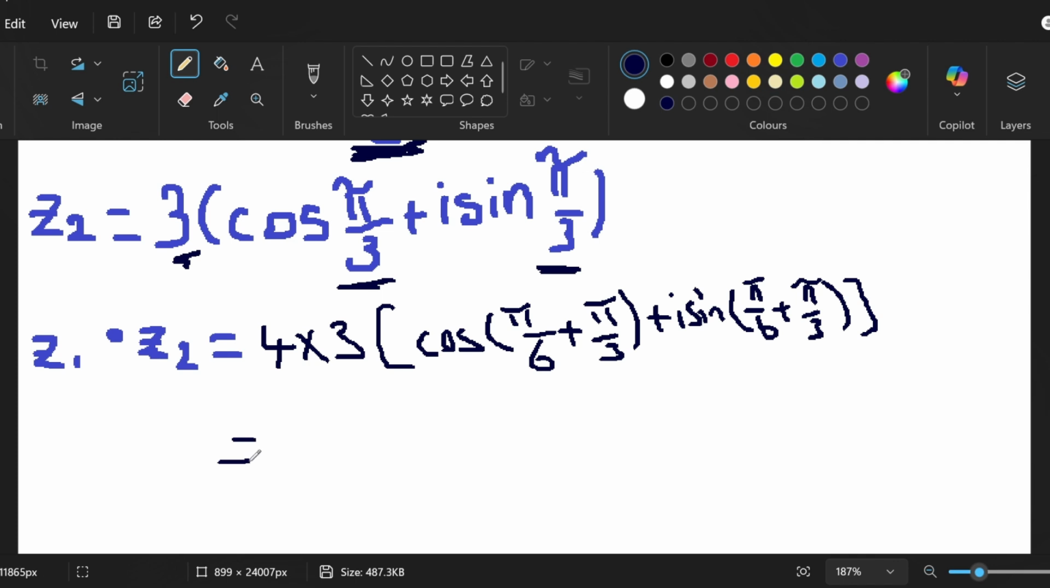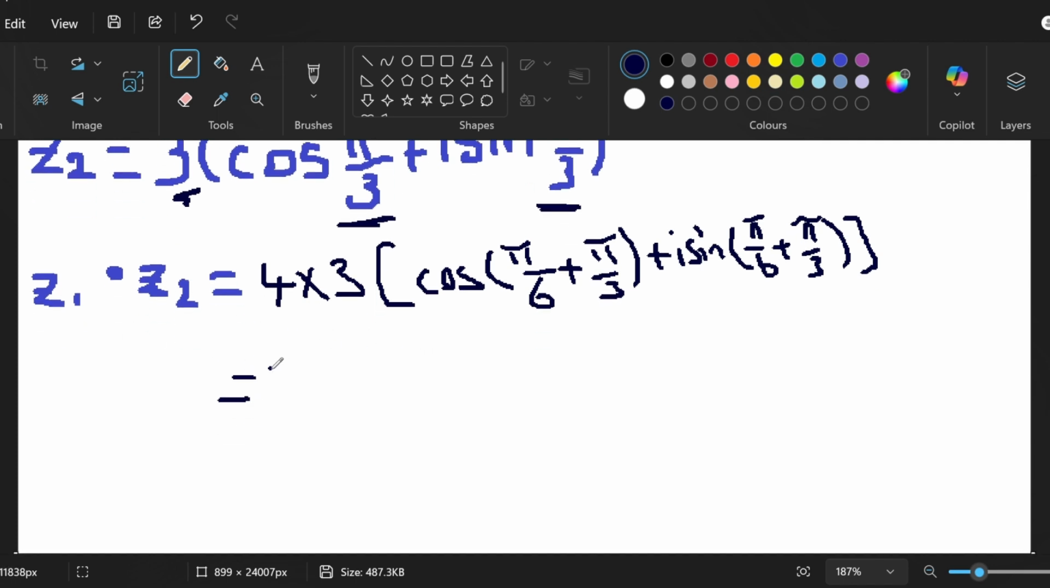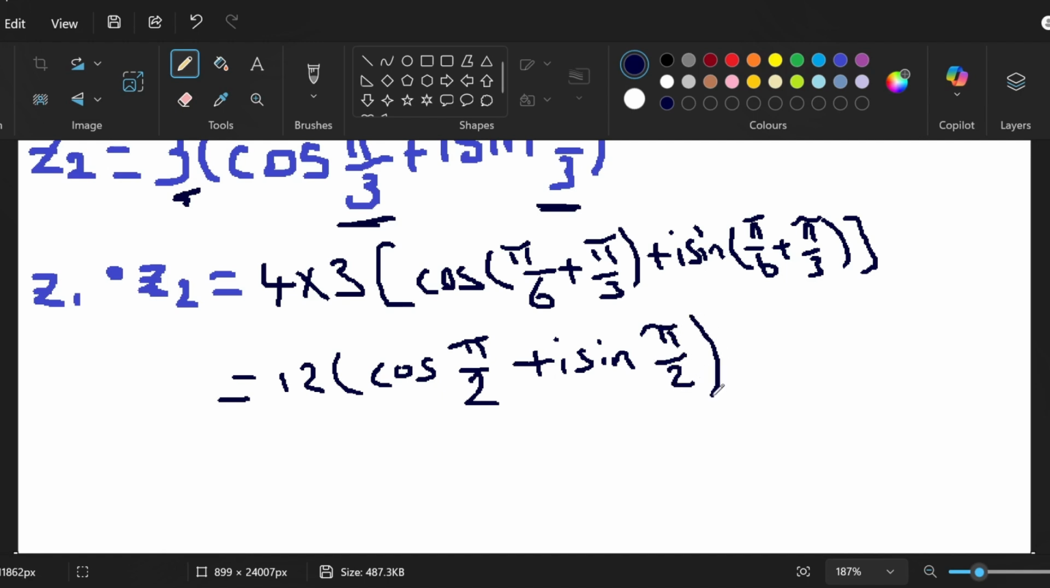And I can simplify my answer by saying that z1 times z2 is equal to 4 by 3, 12, times cosine of, if I go into my calculator, I can add pi over 6 and pi over 3, and I get pi over 2, plus i sine of pi over 6 plus pi over 3, pi over 2. And that's my answer for multiplication.